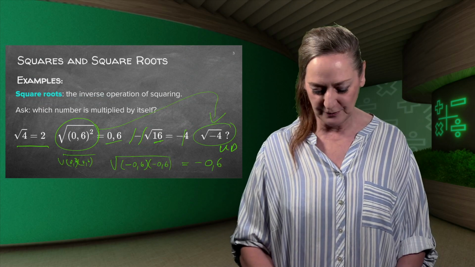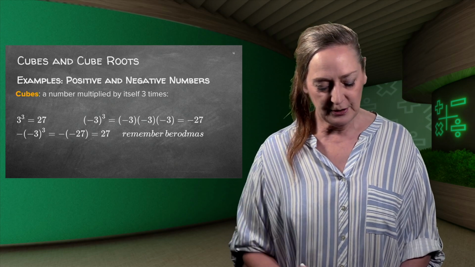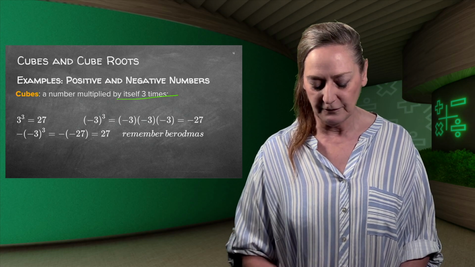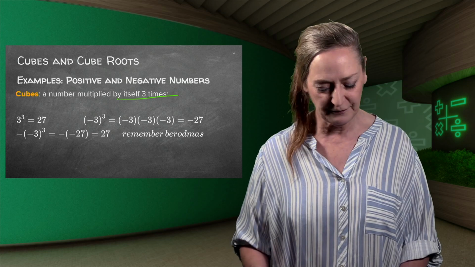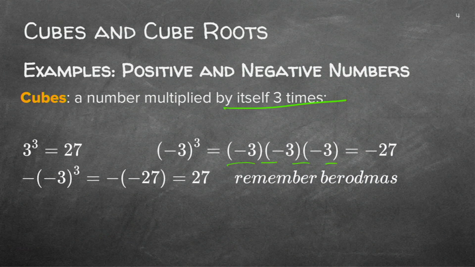Now let's look at cubes. Cubes and cube roots. Cubes, that is a number multiplied by itself 3 times. I know you know it. Stuff that you've been looking at for many years, but the problem in grade 9 is now all these brackets. So 3 cubed is 27. (Minus 3) cubed, I repeat the minus 3 times. All in brackets, the minus is in the bracket every time. So that will give you a minus times a minus times a minus, which is minus 27.